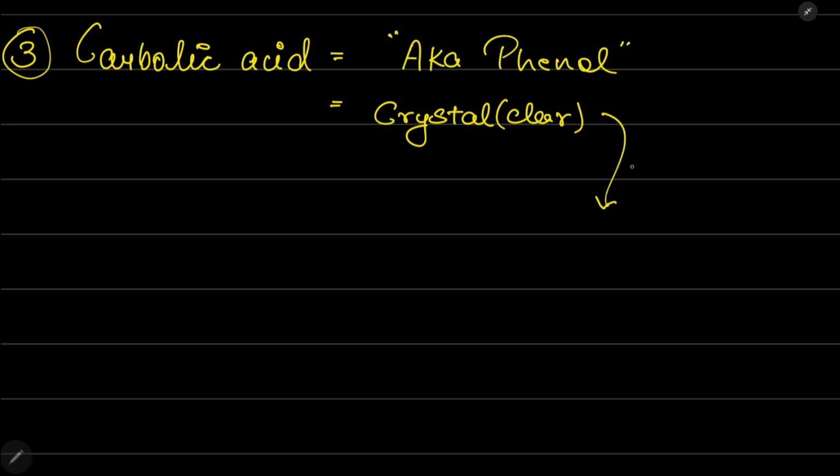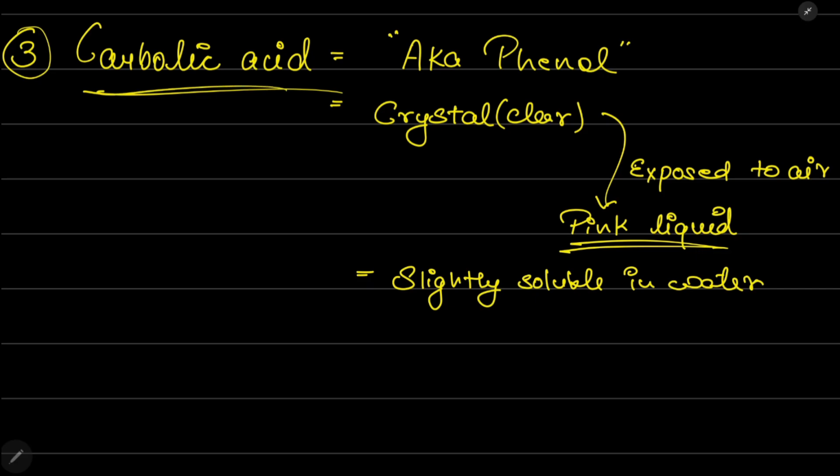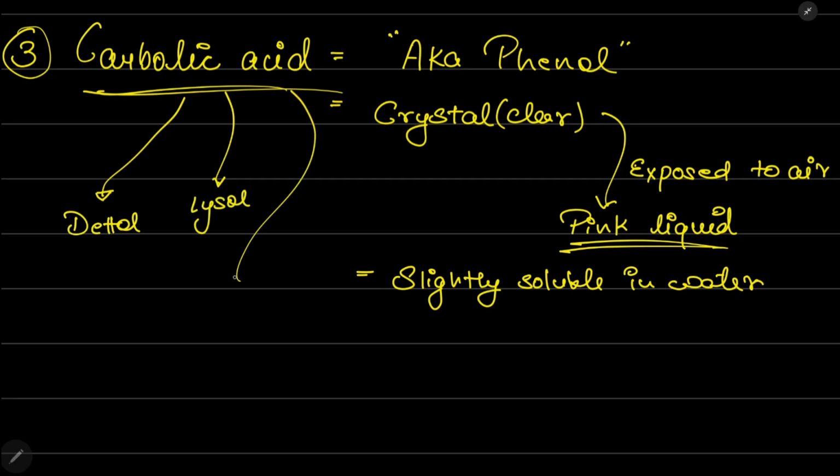But as soon as it is exposed to air or oxygen, it will convert into a pink colored liquid. The crystal liquefies and forms a pink colored liquid. Carbolic acid is slightly soluble in water. What derivatives of carbolic acid do we use very often in our home? Dettol, Lysol, and even menthol are derived from carbolic acid or phenol that we use in our daily routine.